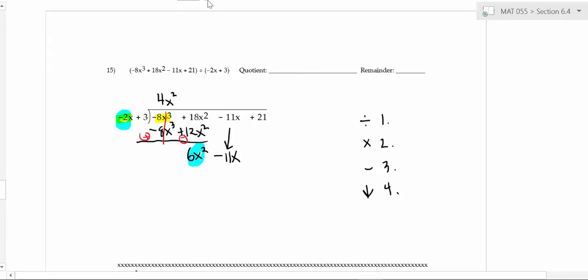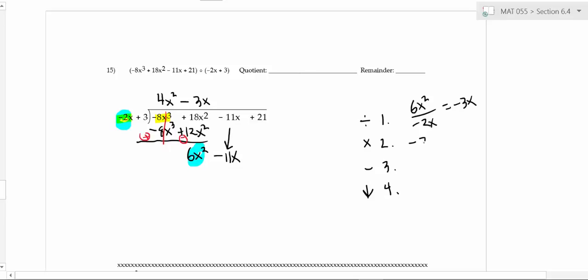Okay, so what you're going to do is 6x to the second divided by negative 2x, which is negative 3x. Now see how your exponents are going down in your answer? That's pretty typical. Second power, first power, then a number. You're going to have 3 loops on the problem.